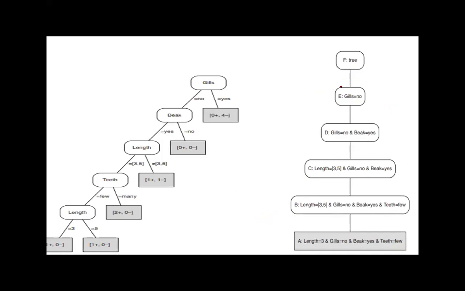Now, suppose this is a problem we discussed in concept learning. Can we construct a tree structure for this? If you see here, there is a condition E, gills equal to yes. Gills no and gills yes. When gills is yes, there are 0 positives and 4 negatives, P1, P2, P3, P4, N1, N2, N3, N4. All negatives are covered when gills is yes.